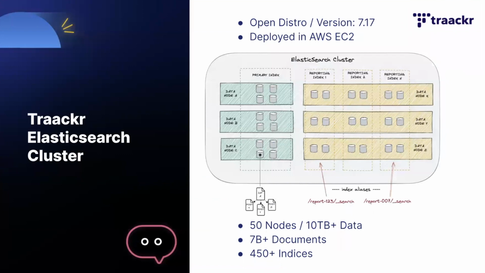So a little bit about our search cluster. We are on the open distribution of Elasticsearch on version 7.17 to be exact. We are deployed in AWS EC2, and we manage all the nodes ourselves via Terraform and Ansible. Our production cluster is 50 nodes currently, and we have a little bit over 10 terabytes of data. Our document count is a little over 7 billion, and we have around 450 indices.